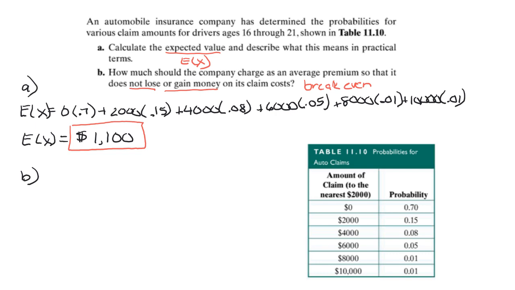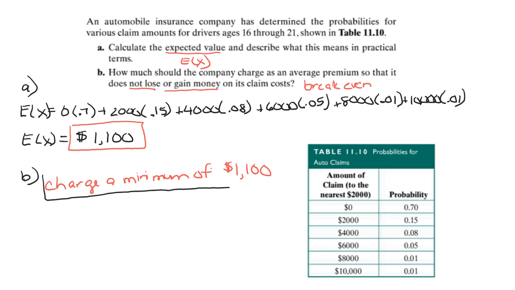So if our average expected value is $1,100, then we should charge a minimum of this amount, $1,100. So if we charge a minimum of $1,100, we can expect not to lose money or gain money if we're the automobile insurance company.